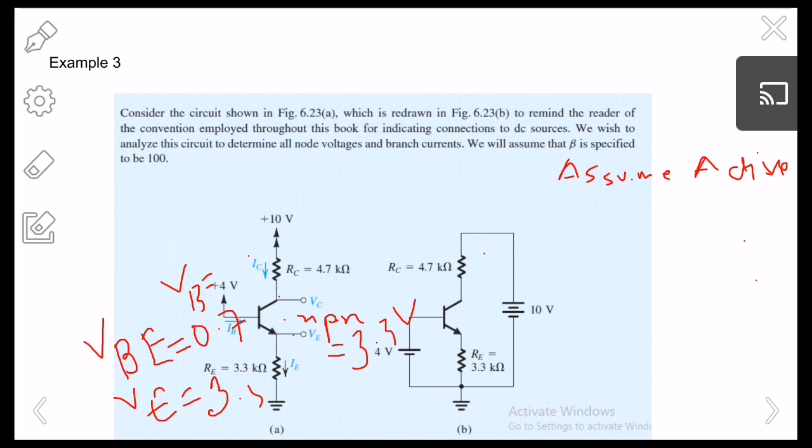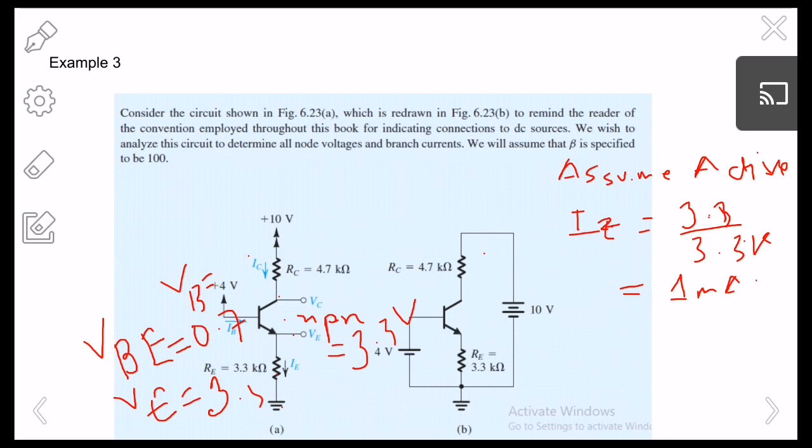So what equation can I use right now? Let's try to understand. You can see that this is VE. I know VE, I know this resistance value, this is ground, so I can easily find the IE current. So IE equals 3.3 volts divided by 3.3k. So that means 1 milliamp. So right now I know IE is 1 milliamp.